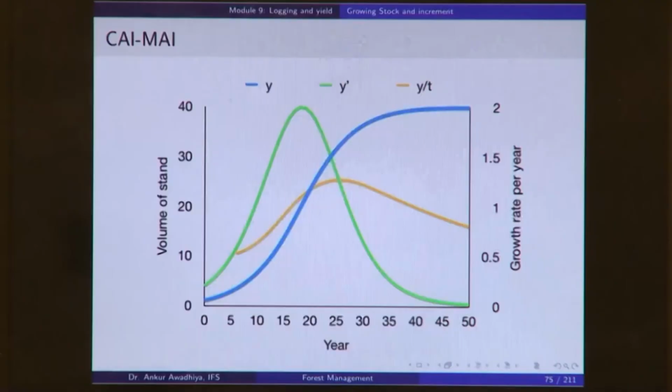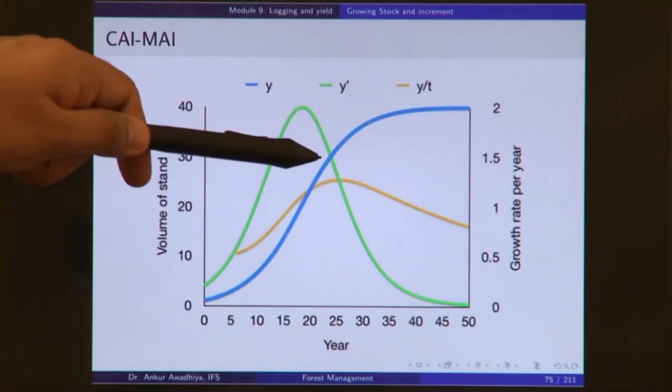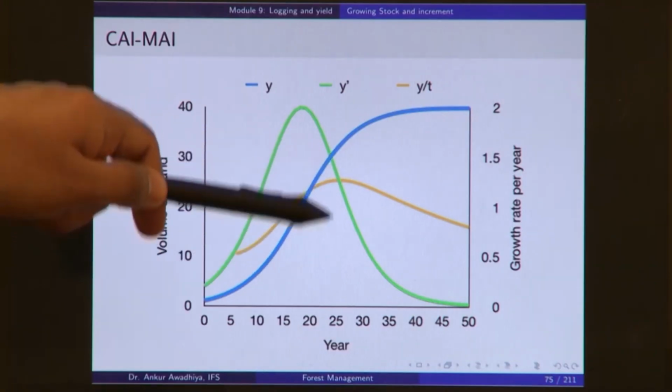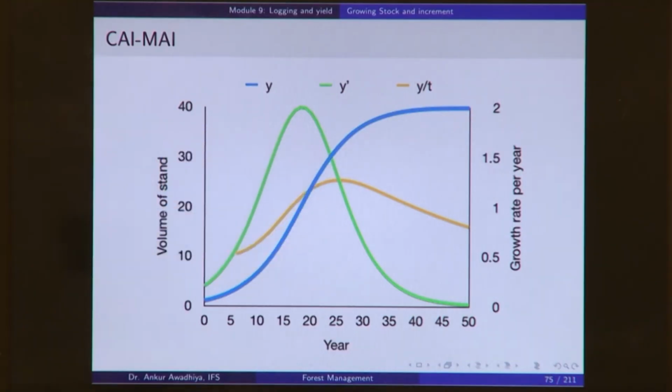So, the point where the MAI and the CAI cut each other is a good indication of what should be the rotation age for this particular species at this particular site.